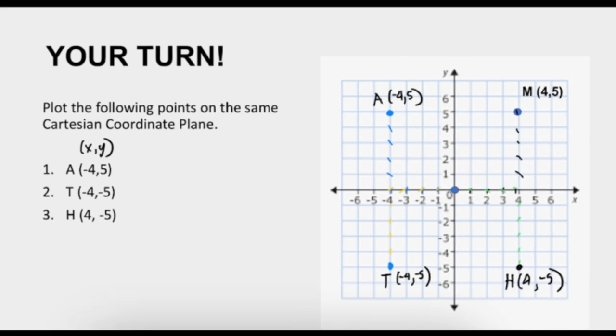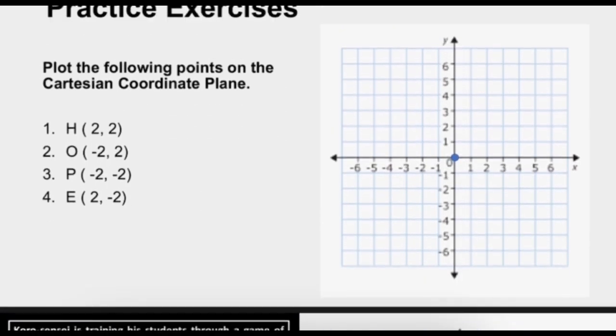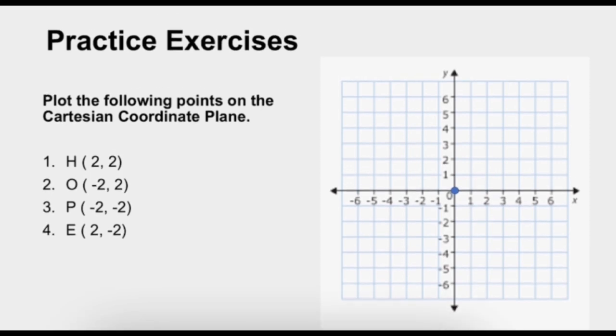Let's have one more example. Say that we have the following. For H, it's 2, 2. So from the origin, 1, 2. 1, 2. So this is your H at 2, 2. Next, how about the O? From the origin, 1, 2 because it's negative 2. Then 1, 2 because it's positive 2. So O is at negative 2, 2.